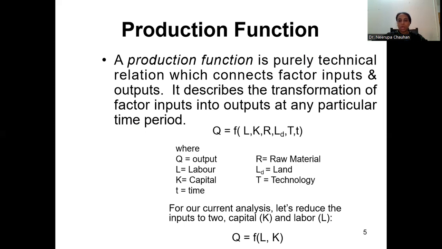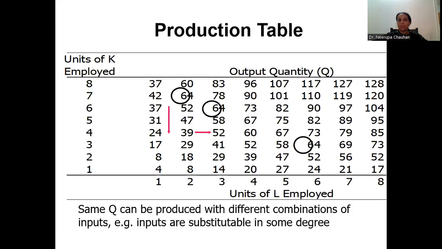So Q, which is our output, is a function of various inputs. And these inputs are labor, capital, raw material, land, time, and technology. For our current analysis, let's reduce the inputs to two, that is capital and labor, and see what will be the impact on our output. So as you can see, this is a production table.